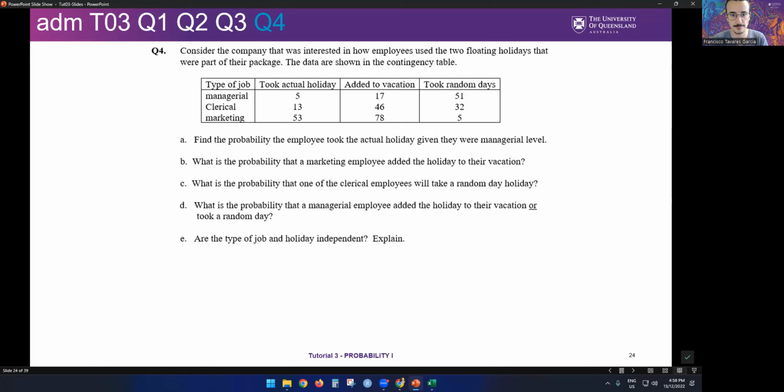Contingency table. Maybe the name is different because it's not showing probabilities of that. So type of job, we have many managers or managerial positions, jobs, clerical and marketing. And then some of them took actual holidays, the others added those days to vacation, and others took some random days. And we put it all together in a table.